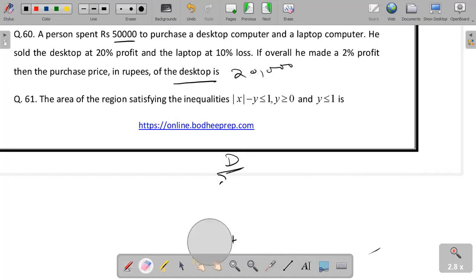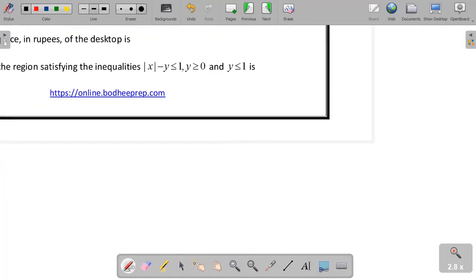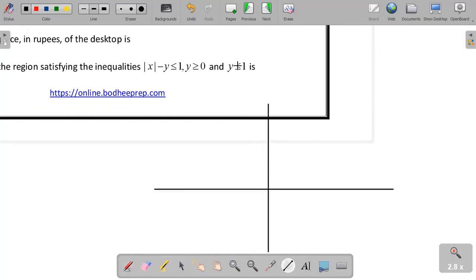They asked for the desktop, and on the desktop he made a profit, so the desktop is purchased at 20,000. 20,000 should be the answer, ठीक है. तो that's how simple CAT quant is. Area of region, this is the question I have solved multiple times, and by this time you must know about these types of questions. Let's do it all again. This graph is simple, this graph is simple.